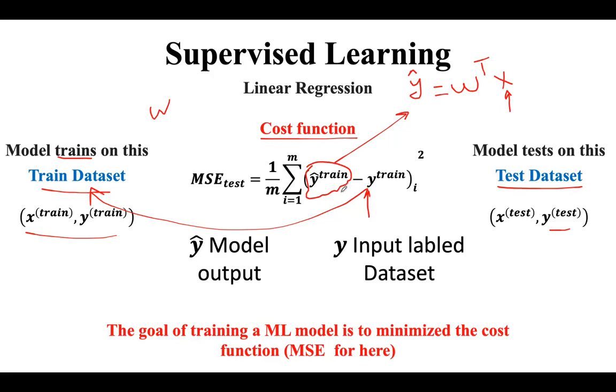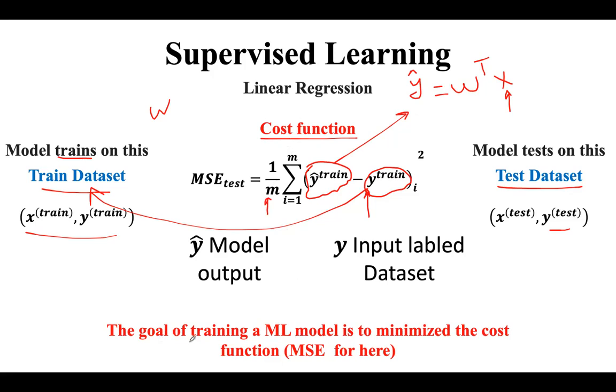We calculate the mean square error between the output of the model during the training and the actual value of the data set. The actual value of the data set is called y train, and the output of the model is called y hat train. Then we take an average over m, where m is the number of examples.